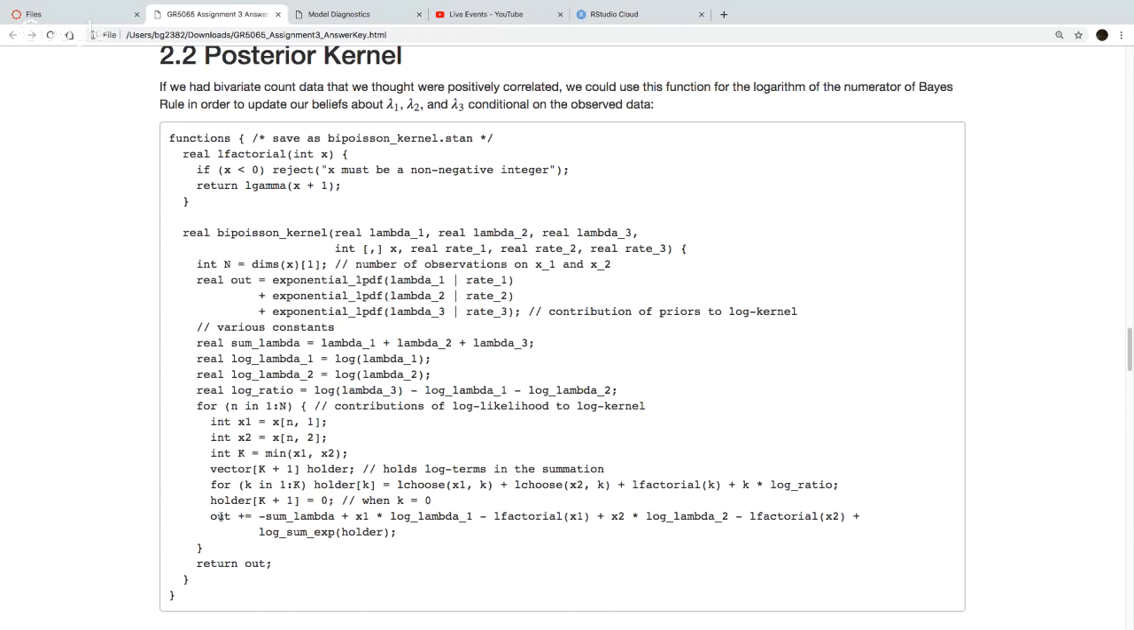And then we can do out plus equal the sum of the lambda pieces, which is the first thing, and then there's exponent times logarithm of the base minus factorial of the observations. We have that for x1 and x2, and then log sum x applied to the holder of the logarithms of the terms under the summation.